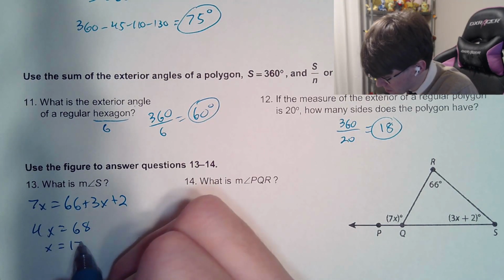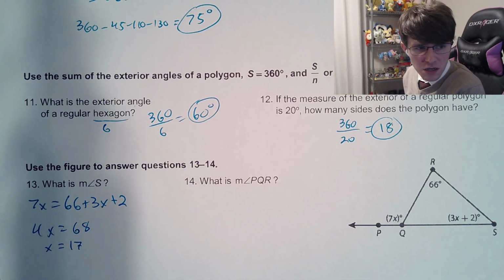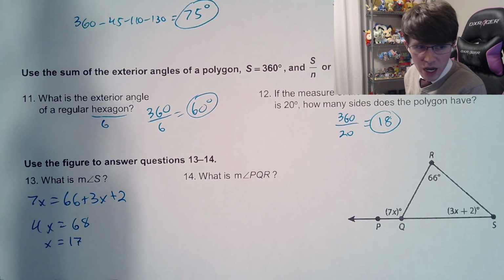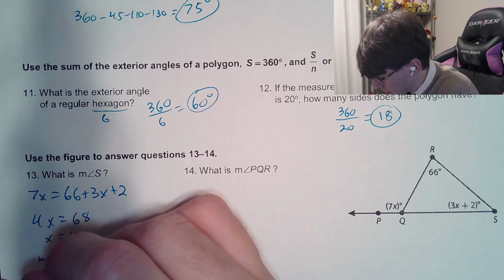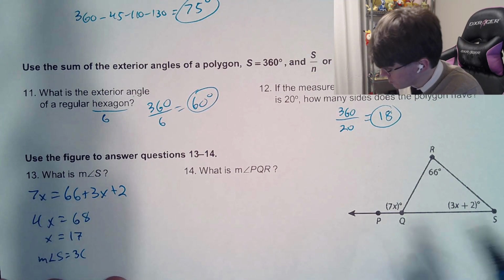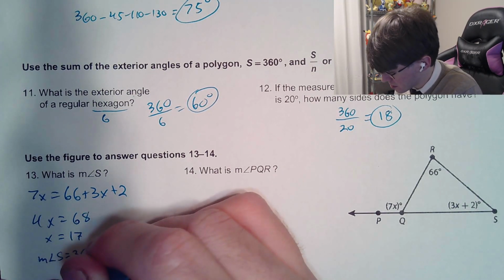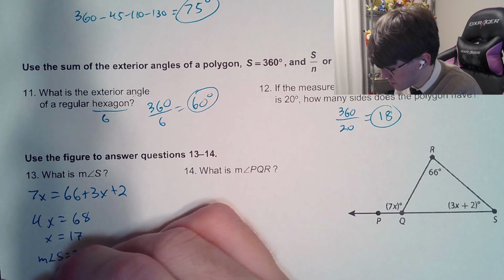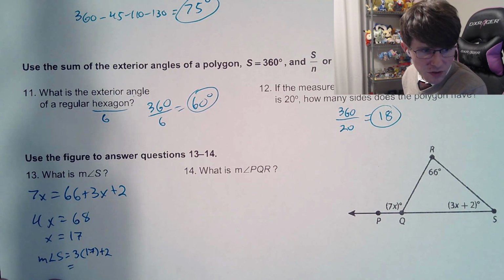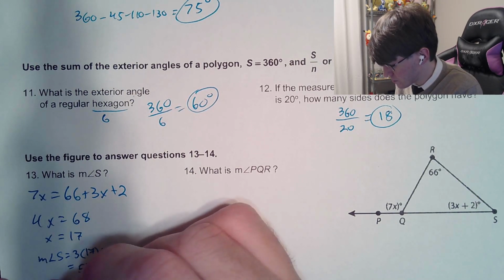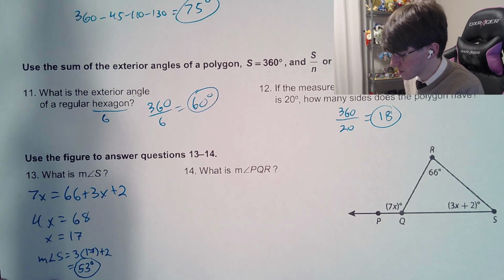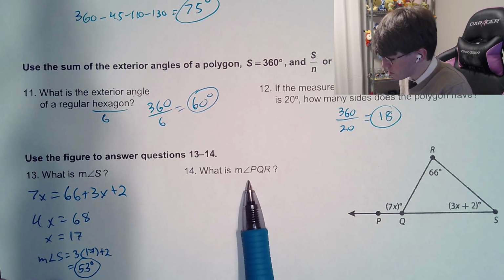So we get 17, but that's not the question. What it asks is the measure of angle S. So the measure of angle S is going to be 3 multiplied by the 17 plus 2. So our final answer there is 51 plus 2, 53. 53 degrees.